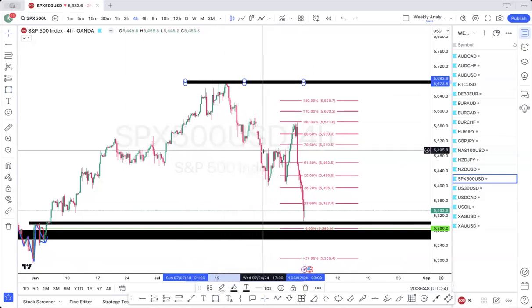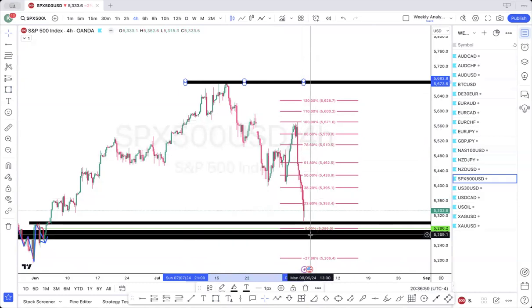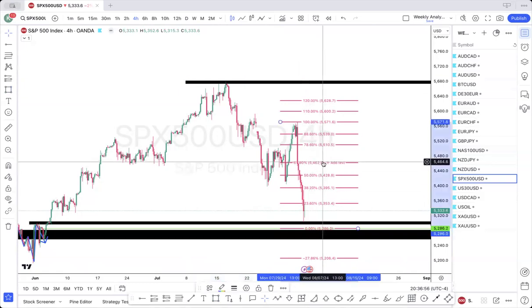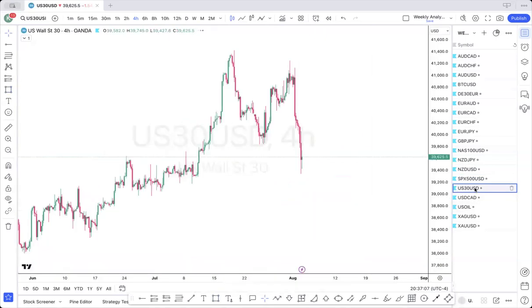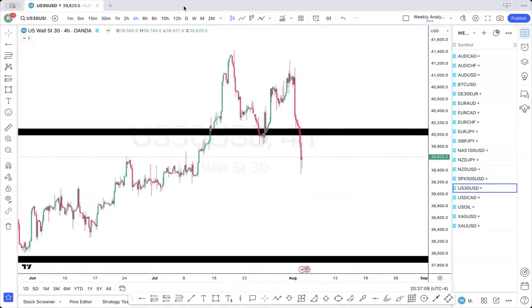You got one push, two push, three push. Okay. So SPX, I might even put a little something on SPX, because that's looking real juicy. All right. US 30, almost the same thing.